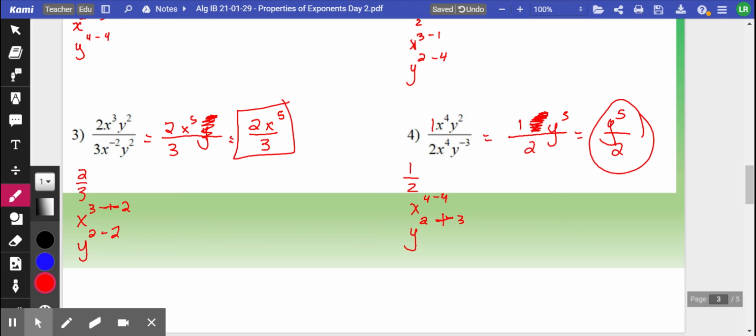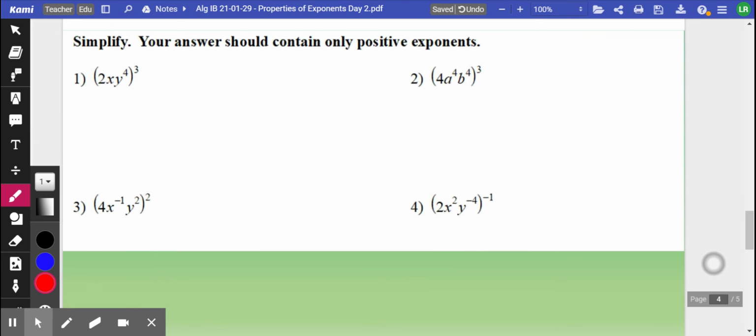Okay. All right, our last set here is the power property. Remember, with the power property, when you raise a power to a power, you would multiply the exponents. Go ahead and pause the video and complete these 4 problems.